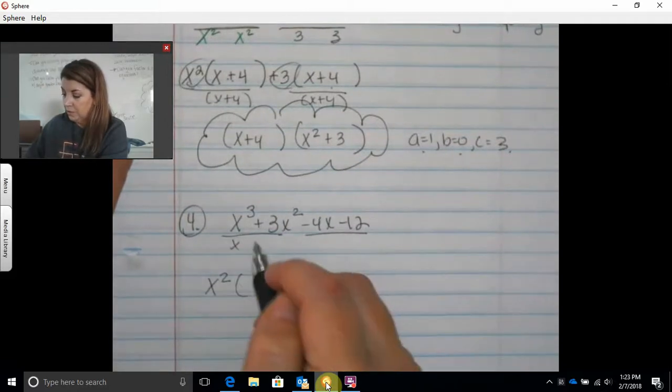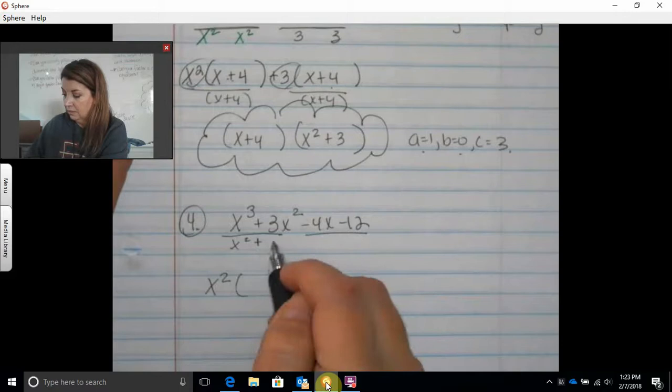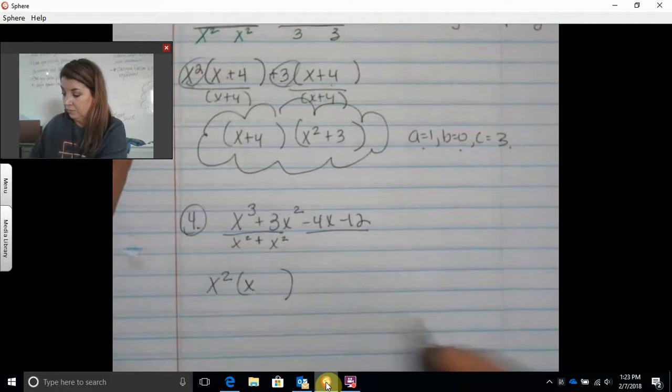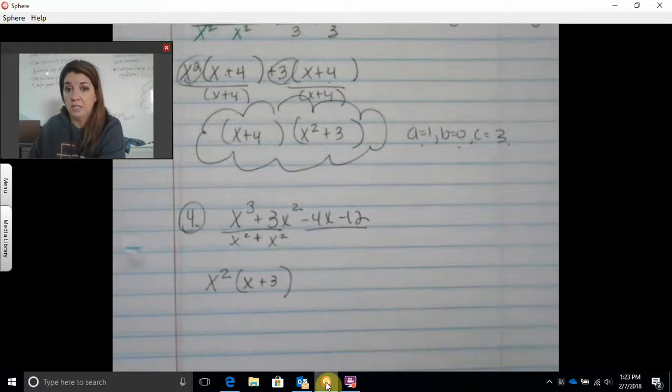Hold up. You're so fast. Wait, of course you need to write it down. So how'd you get x plus 3, Cody? Because x cubed divided by x squared is x, and then 3x squared take away the x squared is just 3. Okay, so we understand that? We just factor out the GCF like we've done 1 million times.